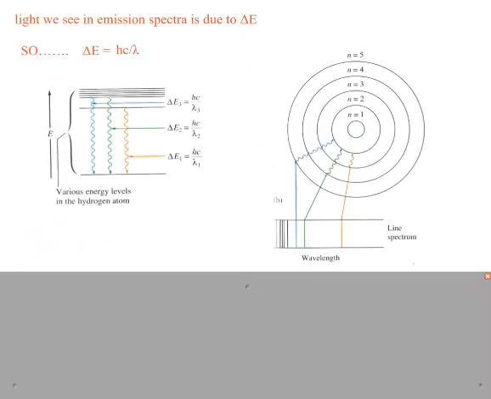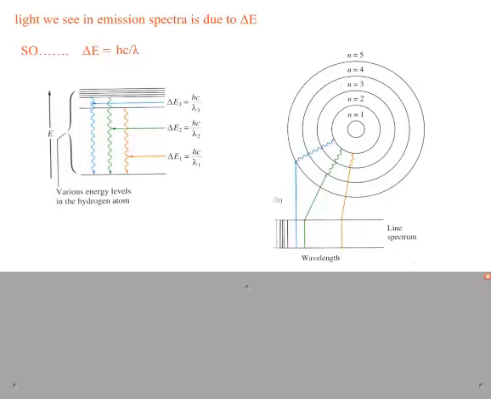So in emission spectra, the energy given off, the spectrum lines that we see, are due to the changes in energy. So we have a couple different diagrams that we can look at here. On the left, we have a vertical representation of energy levels. As energy goes up or increases, we're going up vertically in our diagram. Each of the lines represents a specific n or energy level.